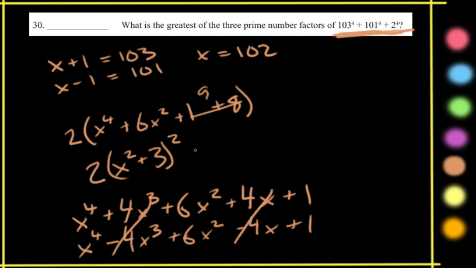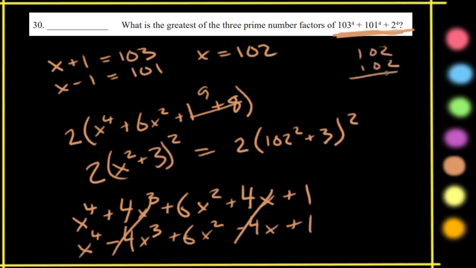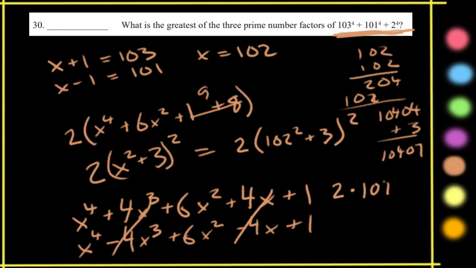So let's plug our 102 back in. This is equal to 2 times 102 squared plus 3 quantity squared. What's 102 squared? 102 times 102 is just going to be 10404. That's 102 squared. And then when we add 3 to this, we're going to get 10407. So we have 2 times 10407 squared. That's what this whole thing is.